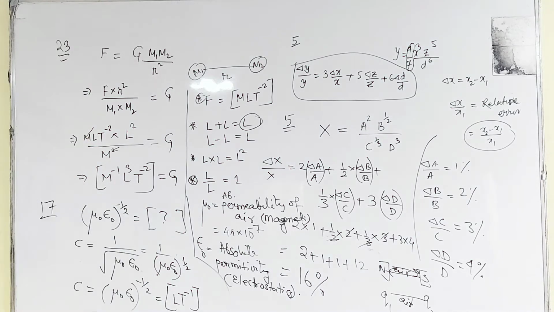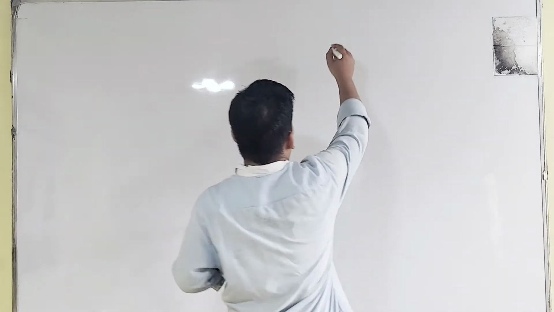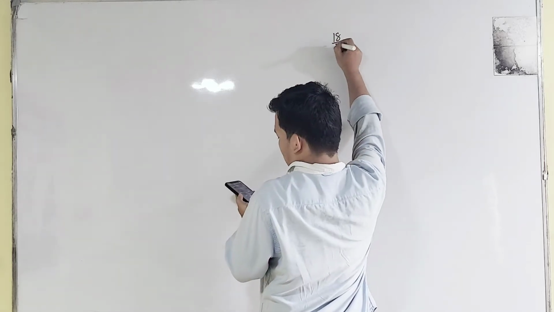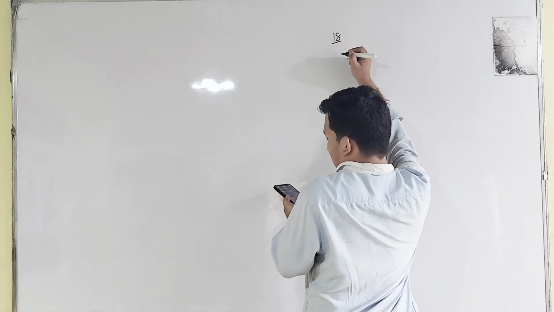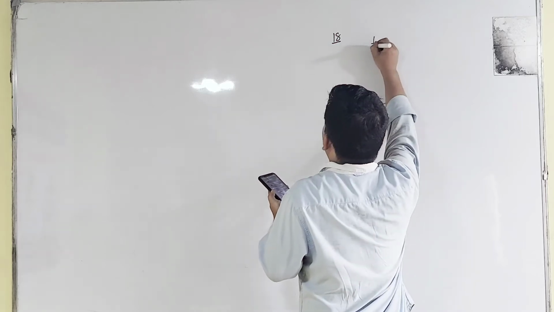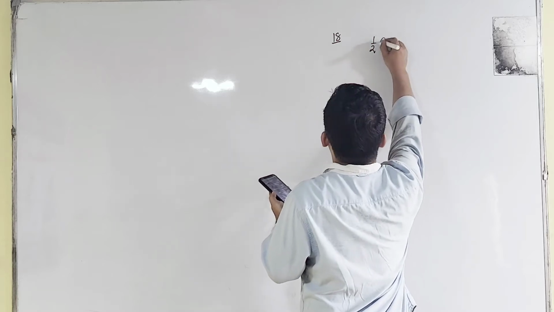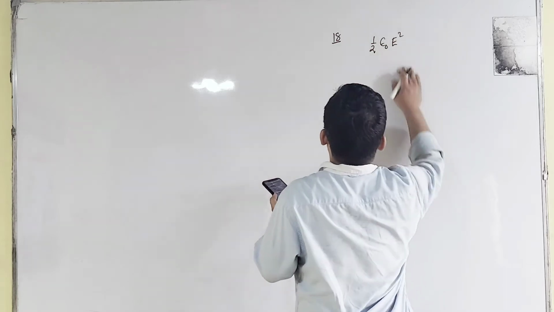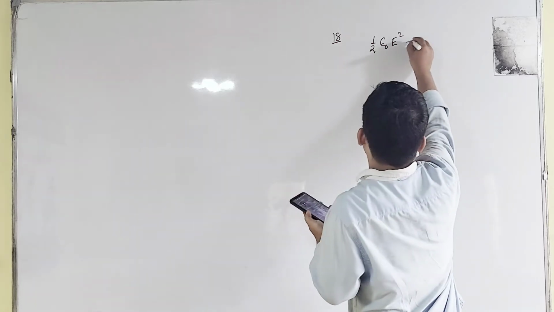Next up, let us do the next question, question number 18. We have a similar type of question as question number 17. Write the question: let PDC be 1 by 2 epsilon naught E square. We have to find out the dimensional formula.